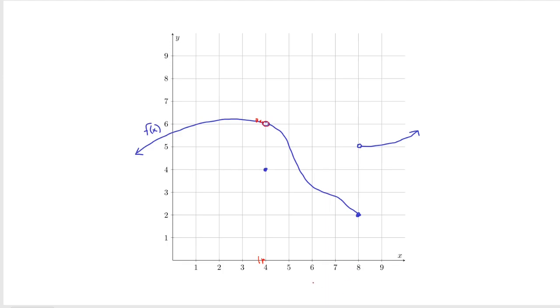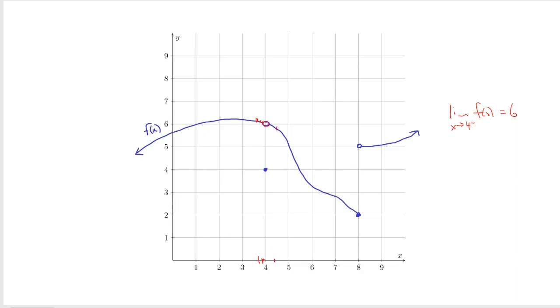And it looks like as x approaches 4 from the left, the limit is equal to 6. So we would say the limit as x approaches 4 from the left of this function is equal to 6. We can do the same thing as x approaches 4 from the right, pick a value to the right of 4, like this one right here.